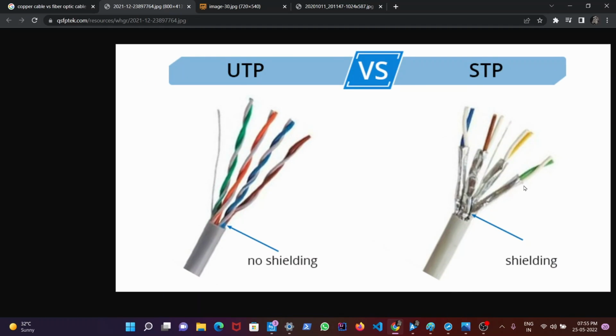We basically shield this because our signals are being transmitted via these cables. Any outside signal might interrupt our signals so that they can get modified. To prevent our signals from getting modified, to prevent external electrical signals from interrupting our communication, we shield our cable.